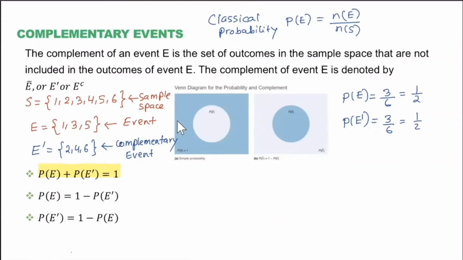Using a Venn diagram, this is how we represent it. You can see in the first one, inside this circle is the probability of the event, and outside is the probability of not happening of the event. If you add those two, that will be 1. Similarly, if this is the probability of the event and that is not E or the complement, the total is always 1. Any question on this one before we go to the example where we use this?